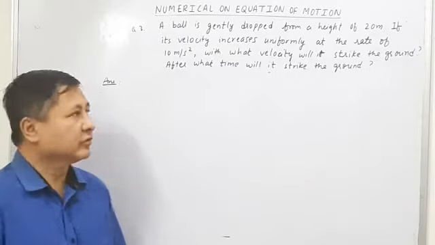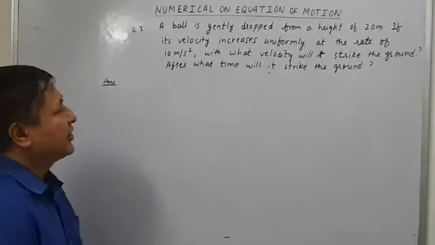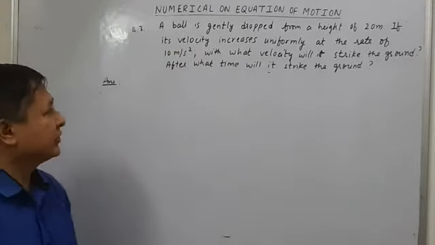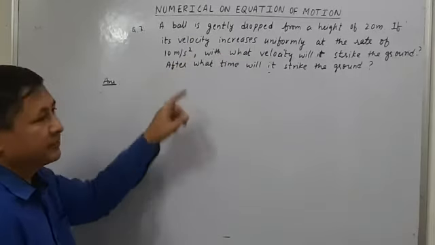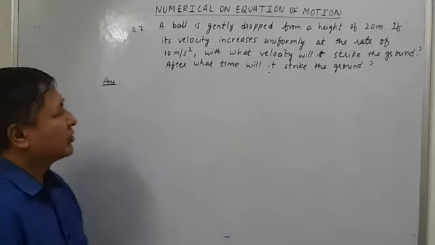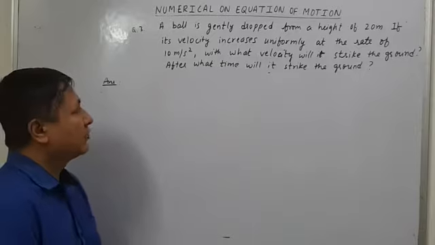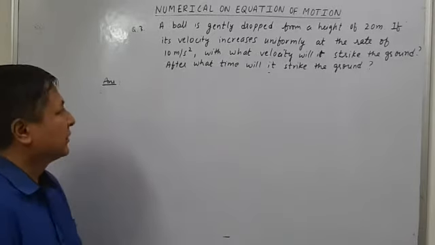Now let us take one more example. A ball is gently dropped from a height of 20 meter. If its velocity increases uniformly at the rate of 10 meter per second square, with what velocity will it strike the ground? After what time will it strike the ground?